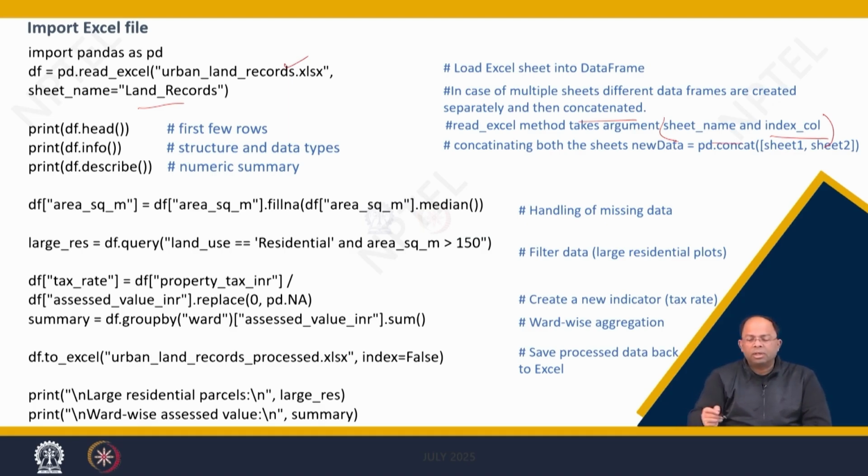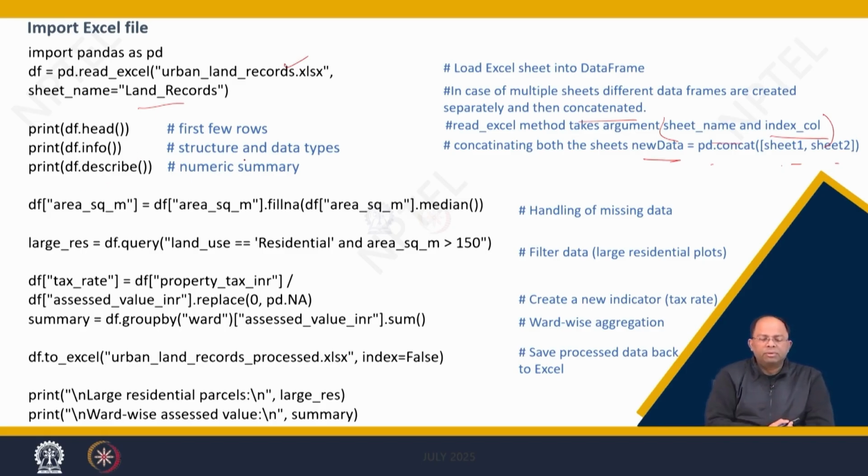Now I can also concatenate both the sheets into a new data frame, which is new data in this case, using pd.concat with sheet 1 and sheet 2, which we have earlier incorporated. So that is another way we can do concatenation. Anyway, coming back to the program, you can see df.head, df.info, df.describe, we already know what they will do.